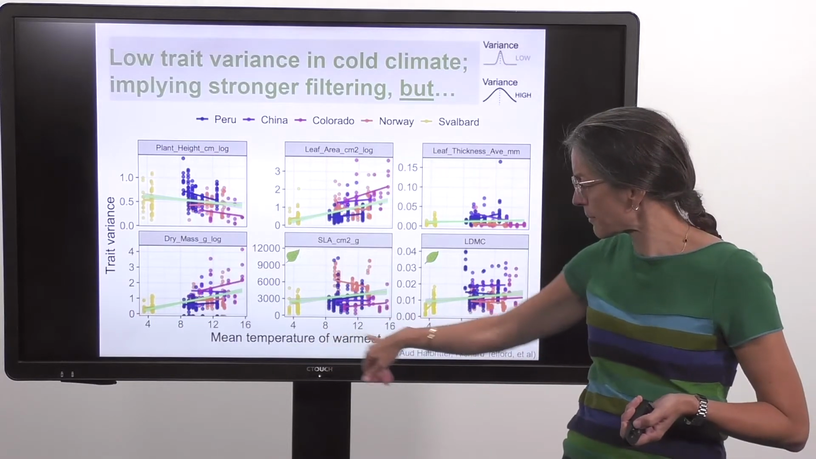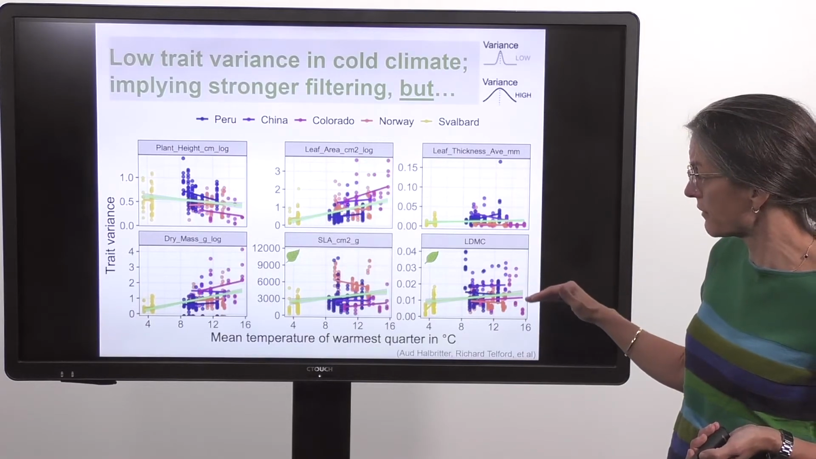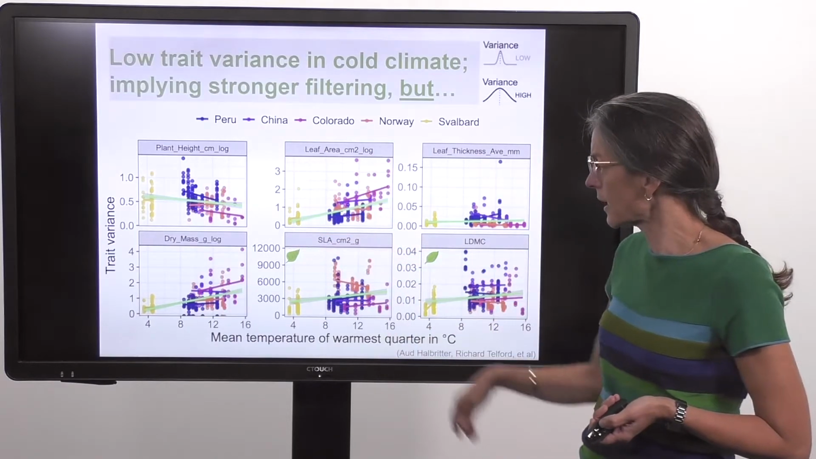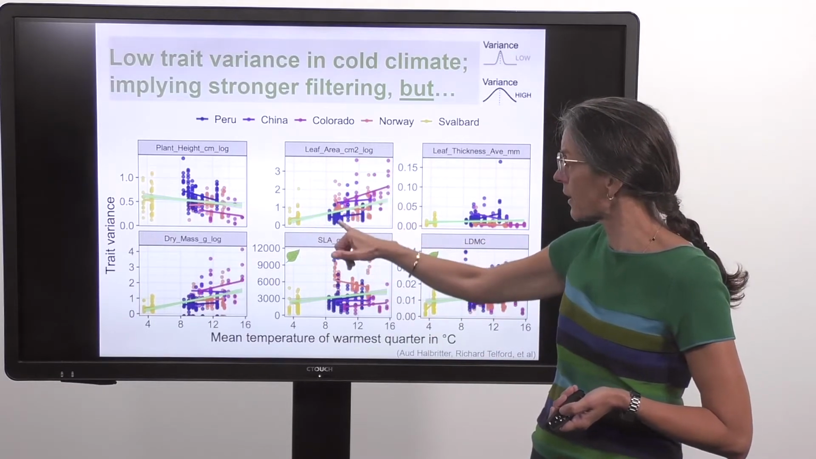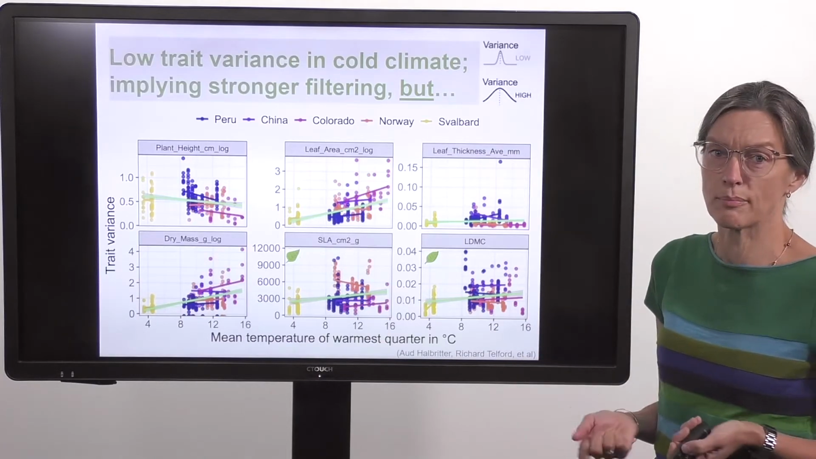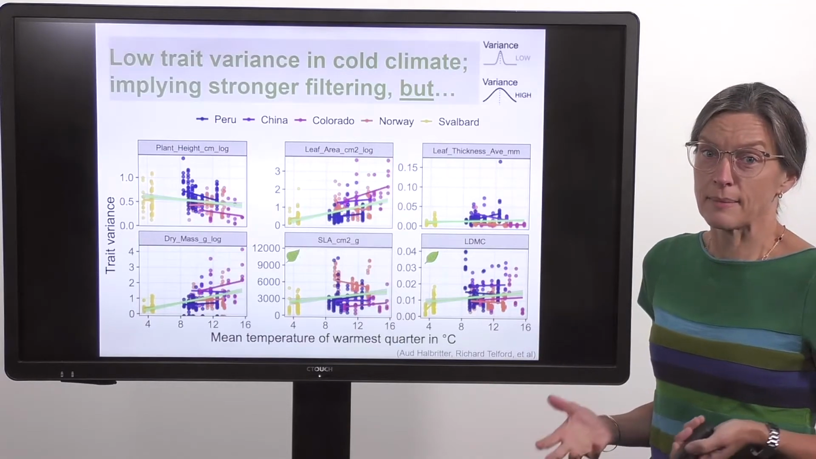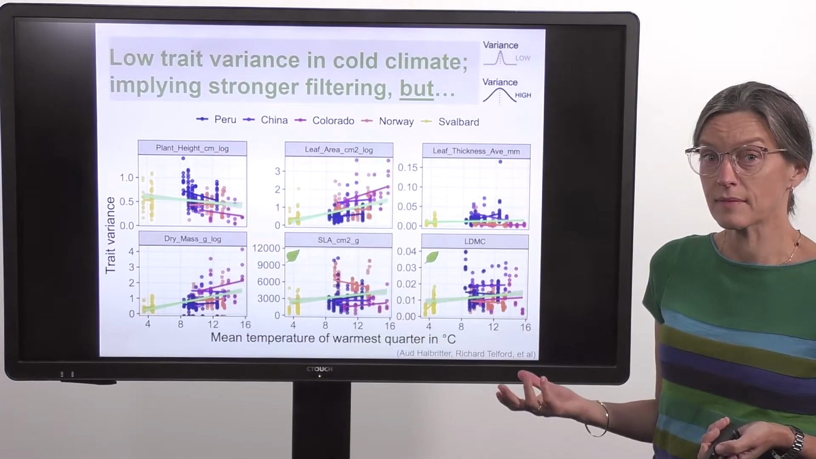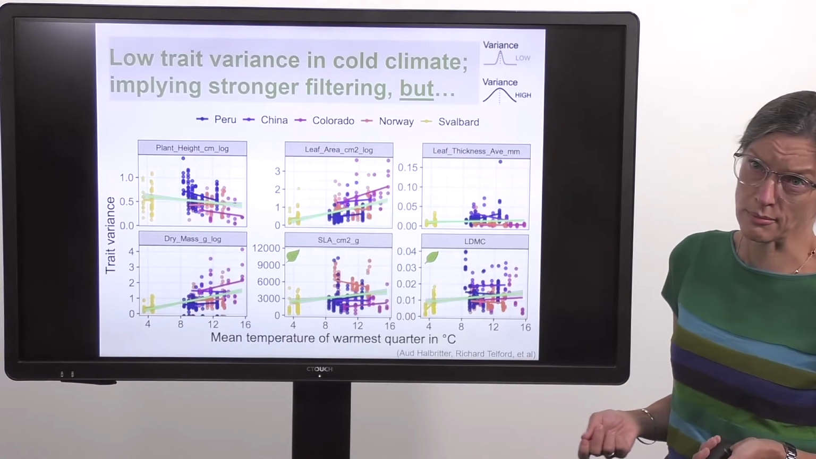So again, we have mean temperature of the warmest quarter on the x-axis, and what we see is that for the vast majority of these traits, we have lower variance both in the north, so in the more extreme climate in the north, and also in the colder parts of each of the gradients. So this seems to match up quite consistently, suggesting that the relative importance of plant-plant interactions and niche partitioning is increasing towards warmer climate, both on the geographic scale and also down our mountains.